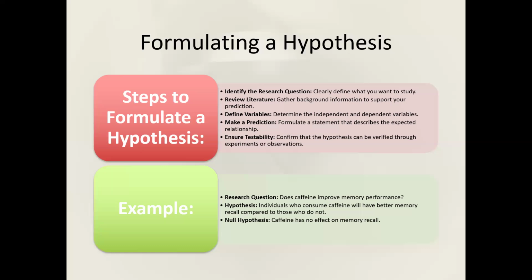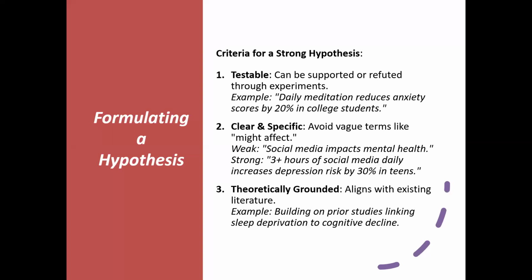So basically, both hypotheses are used. One is the alternative hypothesis, in which you confirm that there is a relationship between two variables, and the second one is the null hypothesis, in which you deny the relationship, that there is no relationship between the variables. So you have to make both hypotheses. And then if we look at the criteria for a strong hypothesis, what is the criteria for a strong hypothesis?